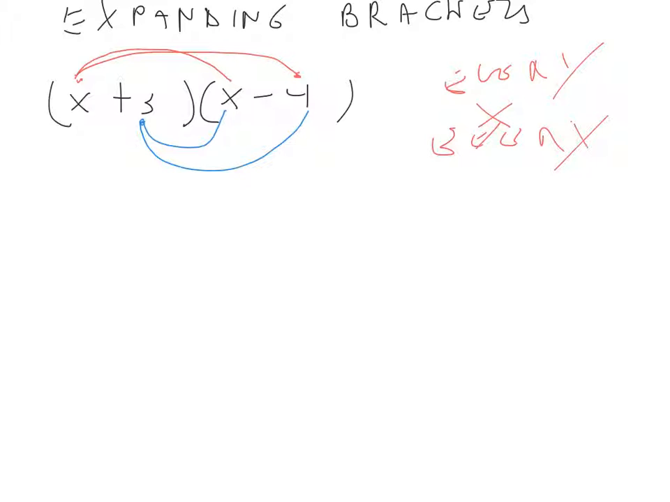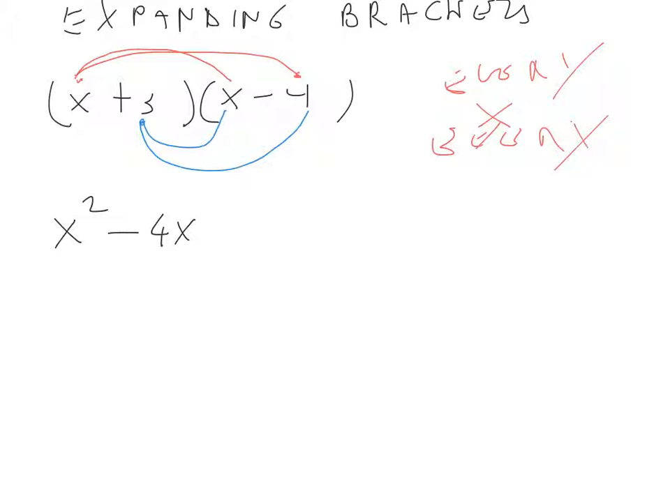So we say this x times this x. You should know that's x squared. Then we've got this x times this minus 4. Once again, remember that this is a positive x, plus x, and times a minus 4 will always give me minus. So this will be minus 4x.